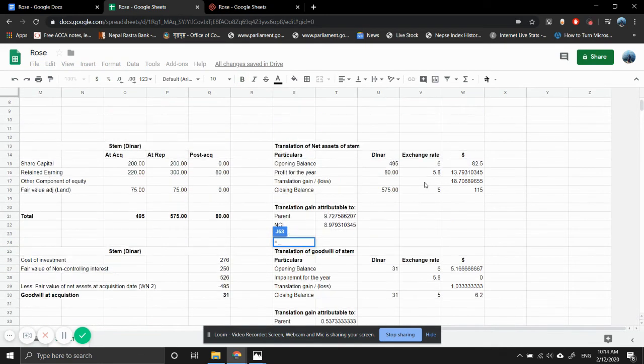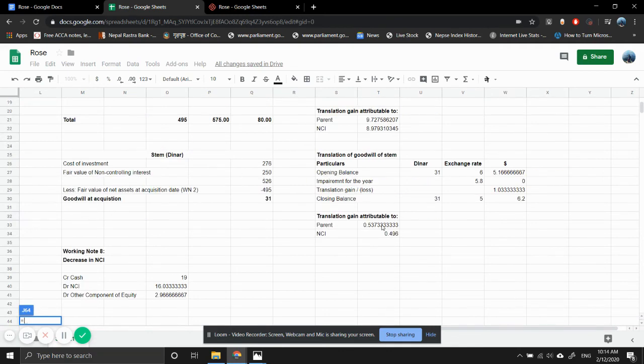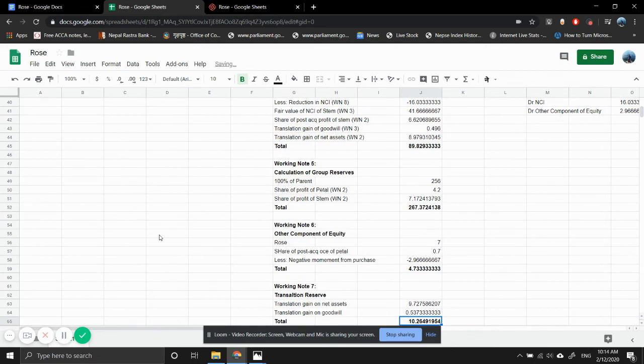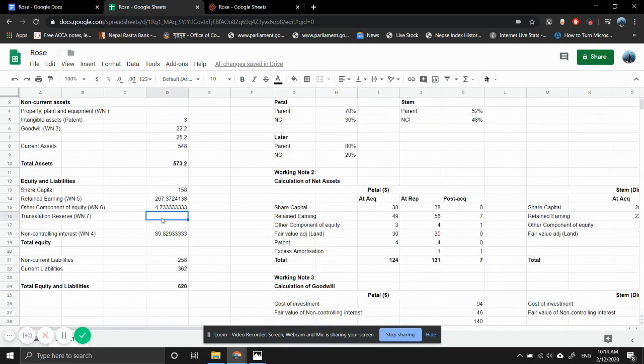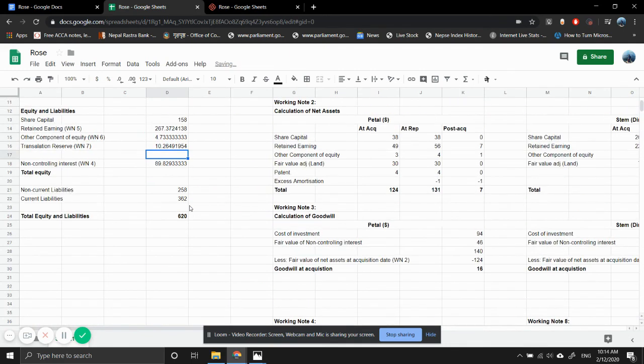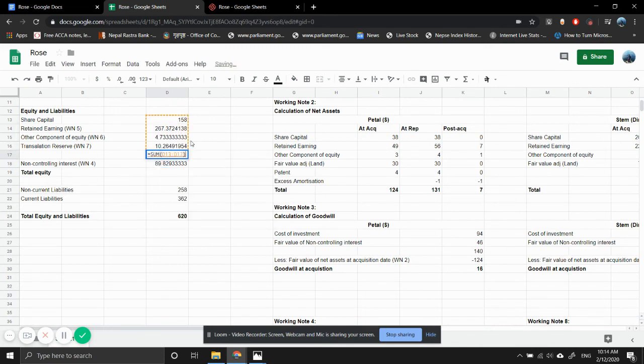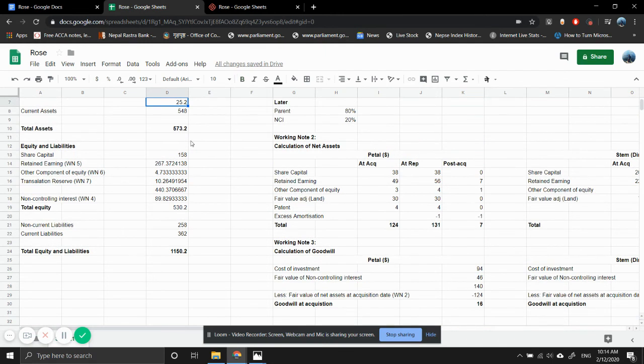This figure will be, what's our net assets for parent is this, right? For goodwill, parent share is this. Okay, so this figure will directly go over here. This figure will be this, right? And this will be sum of all this. Total equity will be this plus this. Okay, 150.2, right? What about over here?